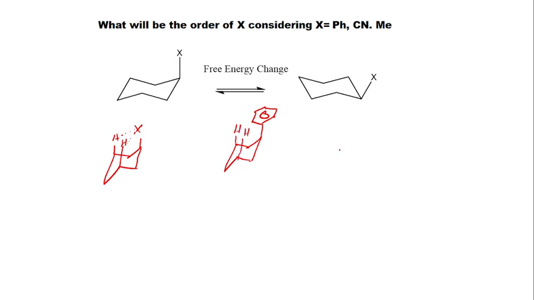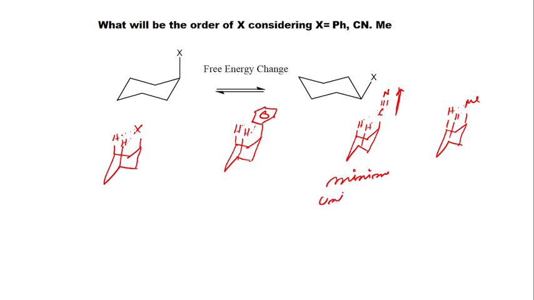And here X is CN. CN is linear, so the group is exposed toward the outside. And here X is methyl. So this is the methyl. In all cases, we have 1,3-diaxial kind of interactions. But as the CN group is projected linearly, here the interaction is minimum, with minimum unfavorable interactions.